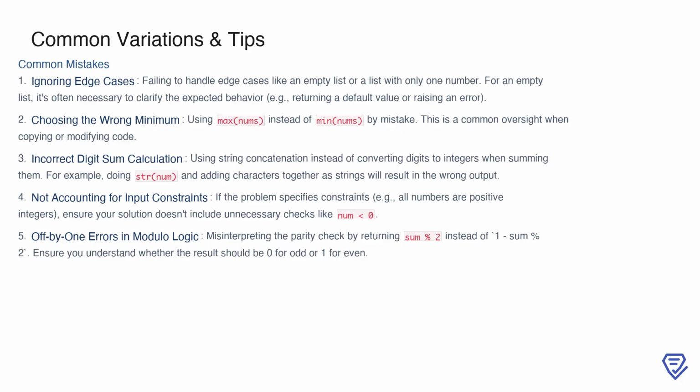Finally, watch out for off-by-1 errors in your parity logic. For instance, if the goal is to return 0 for odd and 1 for even, mistakenly returning sum % 2 instead of 1 - sum % 2 can lead to incorrect results. These small details can significantly affect the correctness of your solution, so double-check these areas as you code.